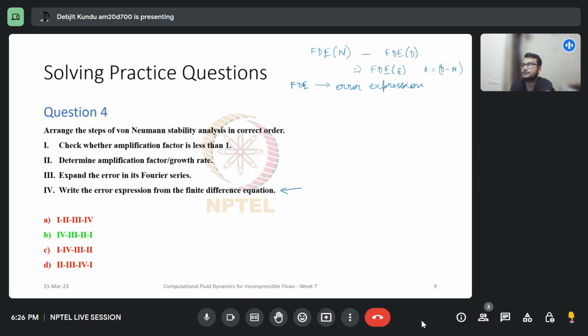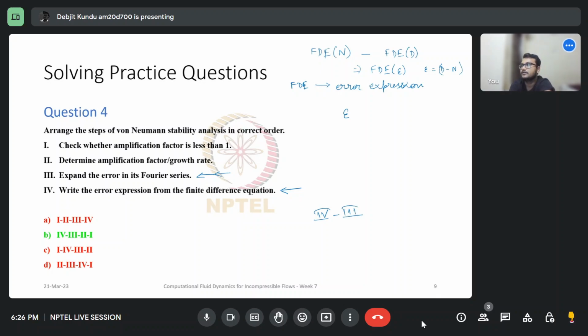Then in the second step, we expand out the error in the Fourier series and take only one term, one representative term, and we do that under the assumption that the behavior of that one term would reflect on the behavior of the other terms as well, and the behavior of the error as a whole would be correctly represented by that one term from the Fourier series only. So expansion is the second step. So we started with 4, then 3 was our second step.